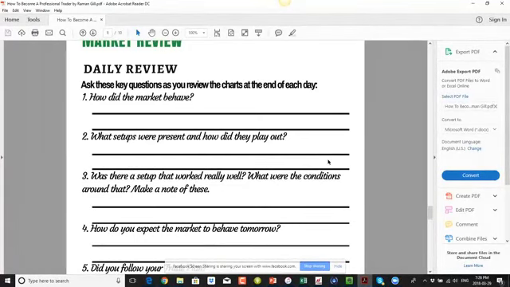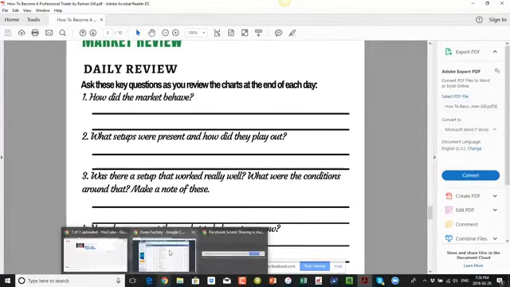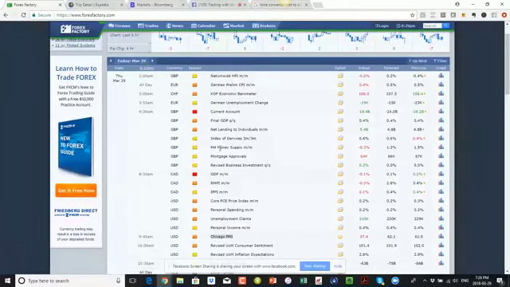So the first question I like to ask myself when doing a daily review is, how did the markets behave today? So let's go to our calendar here to see what happened in the markets. First thing was we saw our current account for British pound, which is trade balance numbers, came in positive. However, British pound didn't really move up that much.